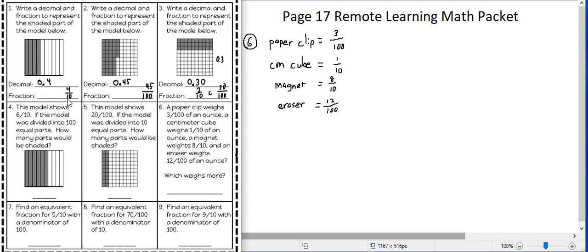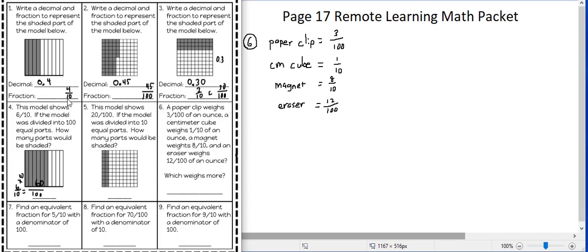All right, number 4, this model shows 6 tenths. If the model was divided into 100 equal parts, how many parts would be shaded? So it shows us 6 tenths. Now if it was broken into 100, we can just use what we know about fractions. What would I multiply 10 by to equal 100? 10 times 10. So what you do to one, you got to do the other. So 6 times 10 would be 60. So 60 hundredths.